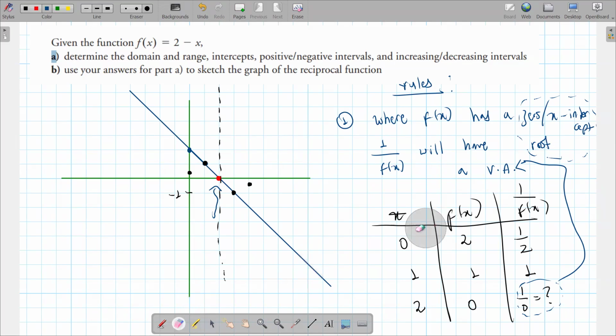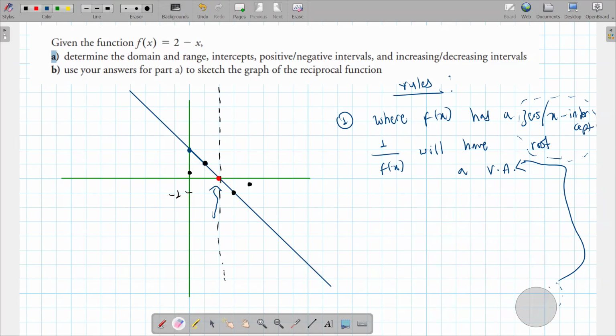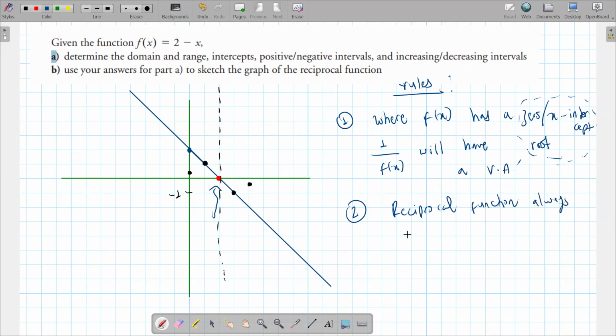Rule number two is that a reciprocal function, again meaning 1 over something, will always have a horizontal asymptote. Where? It's going to have a horizontal asymptote at y equals 0, also known as the x-axis. So let's put that plot down here as well. Like that. Those are going to be our two asymptotes.